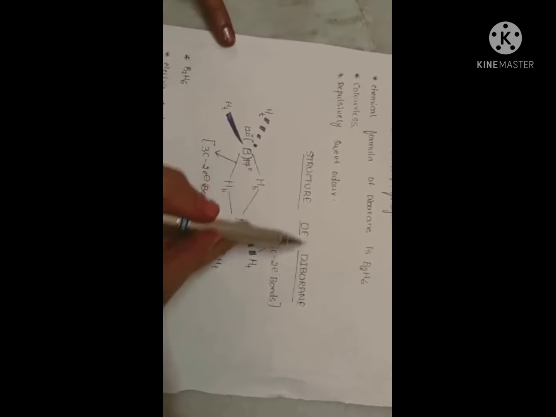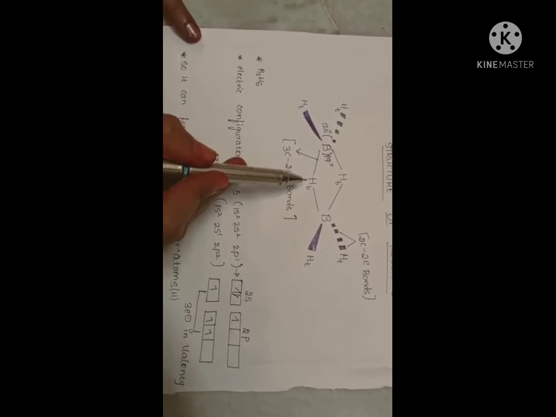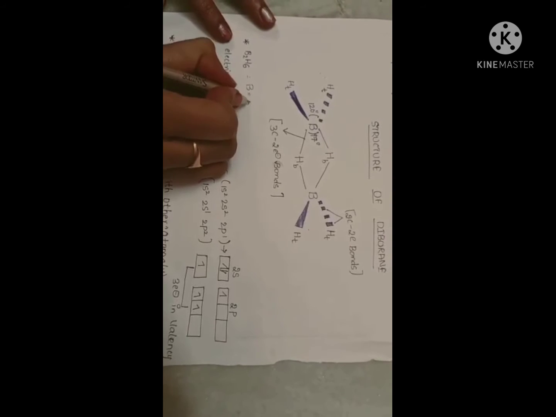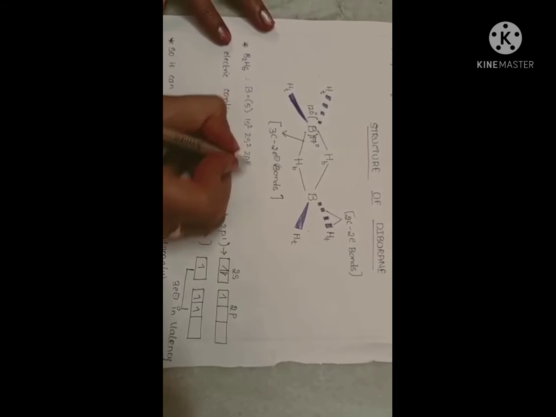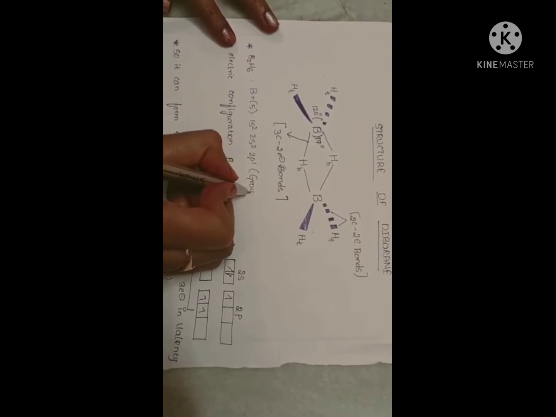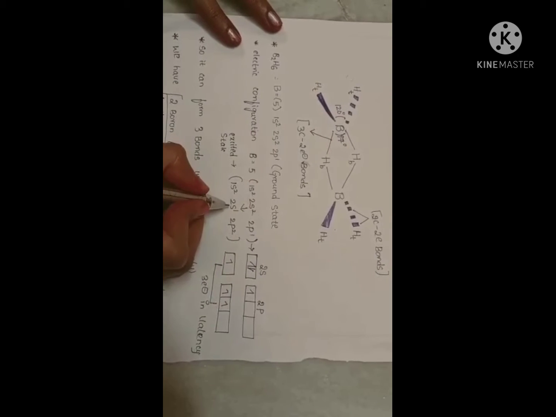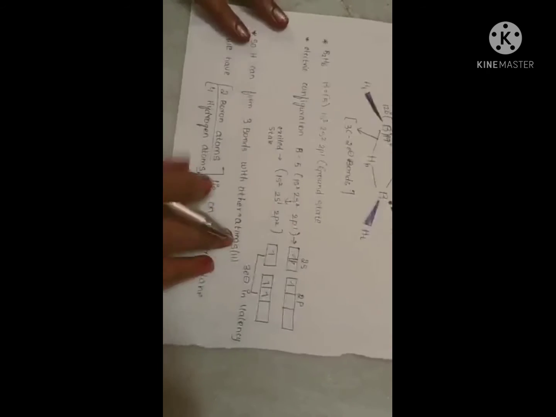When we come to the structure of diborane, first we have to know the chemical formula of diborane. It is B2H6. The atomic number of boron is 5. So, its electronic configuration is 1s2, 2s2, 2p1 in the ground state. When we supply energy, it is excited to the higher energy level, so an electron is transferred from 2s to 2p. So, we have 3 valence electrons in the boron atom.